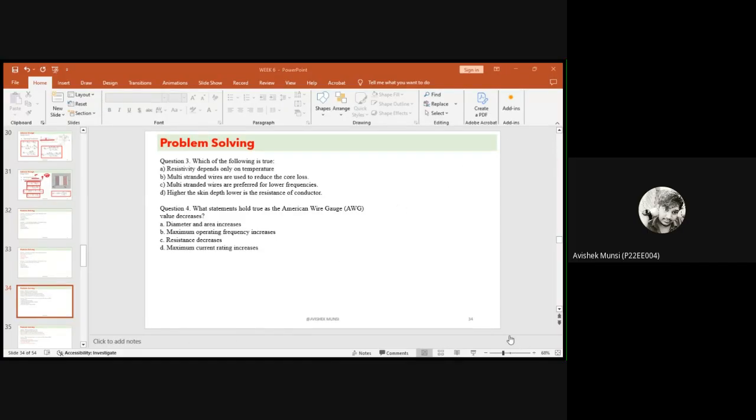Fine. Yes, so obviously it was correct. Which of the following is true? Yes, the higher the skin depth, the lower the resistance.